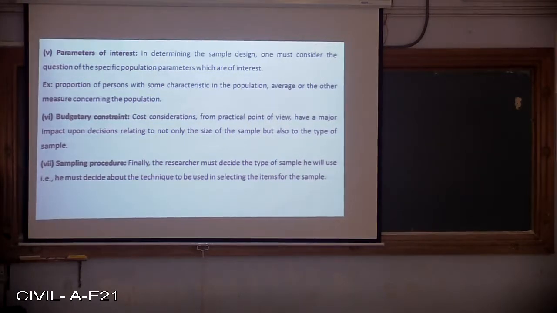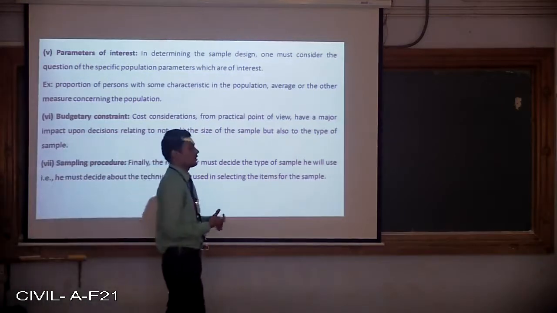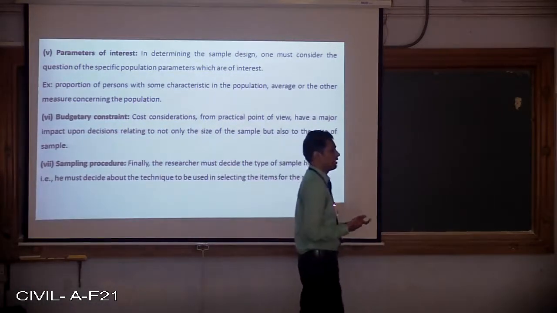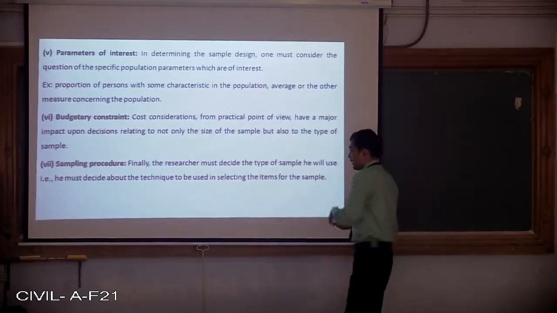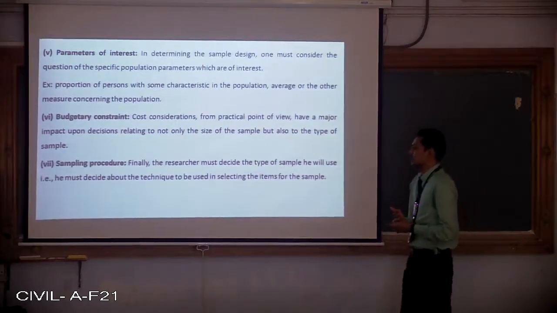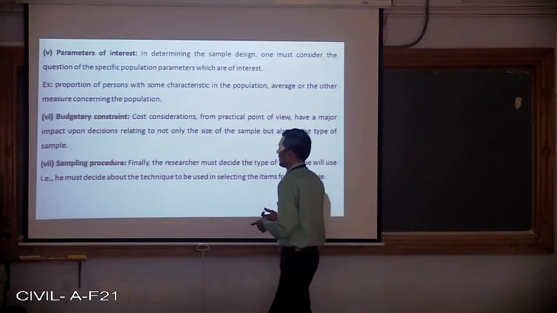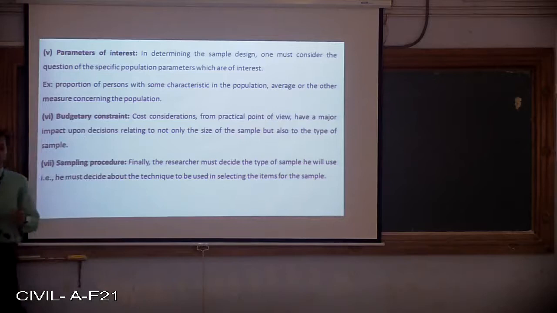Budgetary constraint: cost consideration from a practical point of view has a major impact upon decisions relating to not only the size of sample but also the type of sample. So budgetary constraint is nothing but coming to the cost, right? What is the cost involved in the project, how much is it? Previously you should know that. Sampling procedure: finally, the researcher must decide the type of sample he will use. He must decide about the technique to be used in selecting the items for the sample. Ultimately, the sampling procedure will be framed once all these parameters are clear.